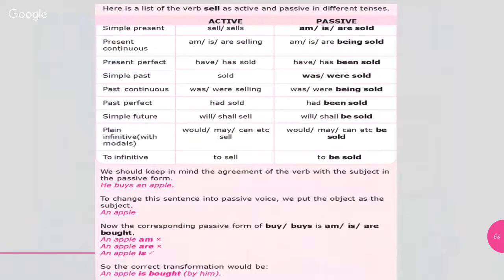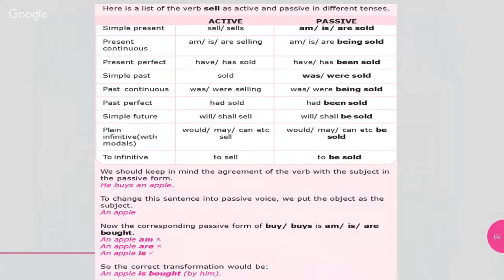Here is a list. Simple present: sell, sells; passively am, is, or are sold. Present continuous: am, is, or are selling; passively am, is, or are being sold. Present perfect: have sold, has sold; in passive, have or has been sold.